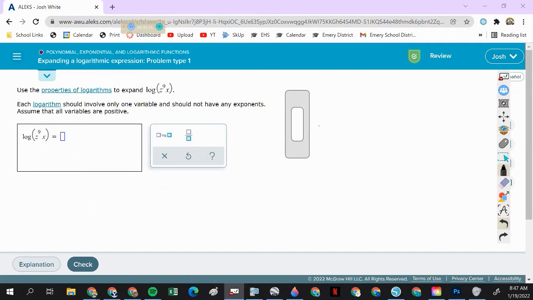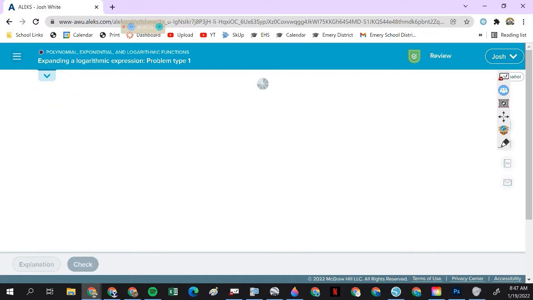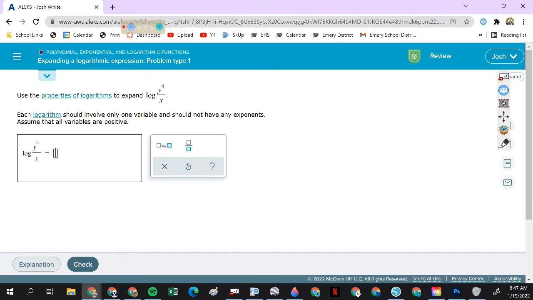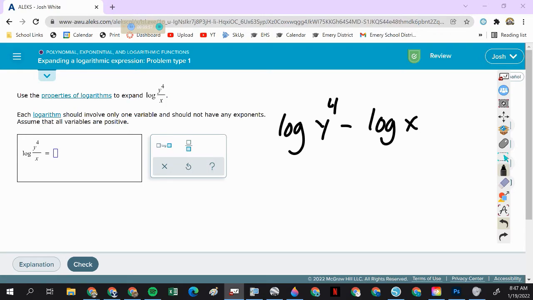Okay, let's look at another one. I have got frogs all over in my throats today. Okay. What is the expanded form of this? Log y to the 4th. Then what? Minus log of x. Should I go any further? Drop the 4. So 4 log y minus log x. Everybody good with that? Do you want to see another one? Yeah? Okay.